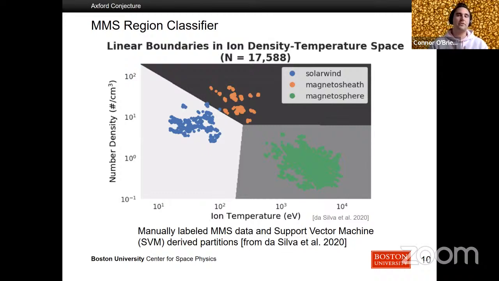The way that we did this was by following a technique from De Silva and colleagues, where they found that if you're only interested in separating three regions, the solar wind, the magnetosheath, and the magnetosphere, these regions are actually fairly well separated in log number density, log ion temperature space. And this is a figure from their paper showing this. And what they did is they trained a support vector machine to partition this space into these three partitions in a way that's computationally economical and fairly robust. So this is what we ended up using these partitions to assemble our data set of targets.